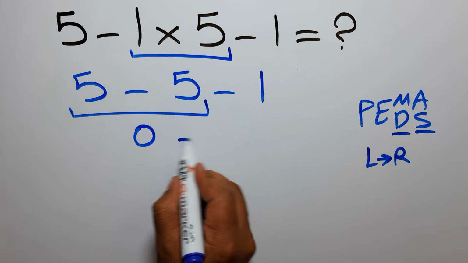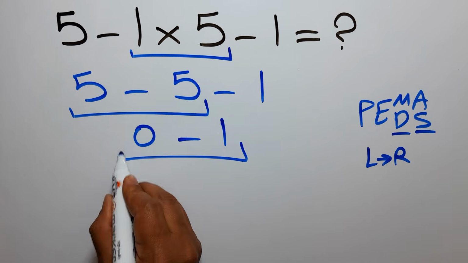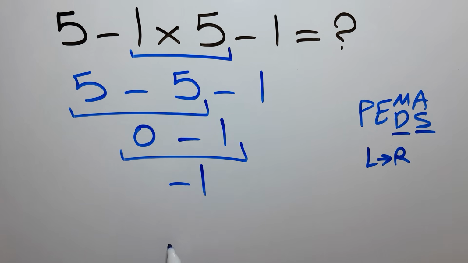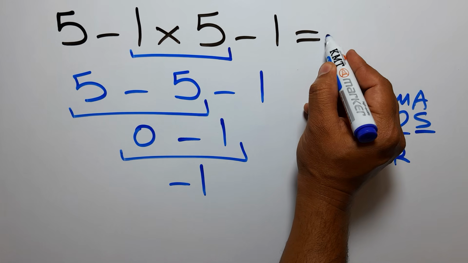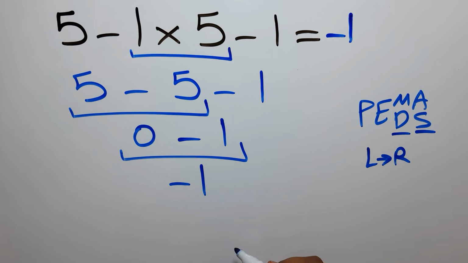So we have 0 minus 1, which equals negative 1. And this is our final answer to this problem. The correct answer is negative 1.